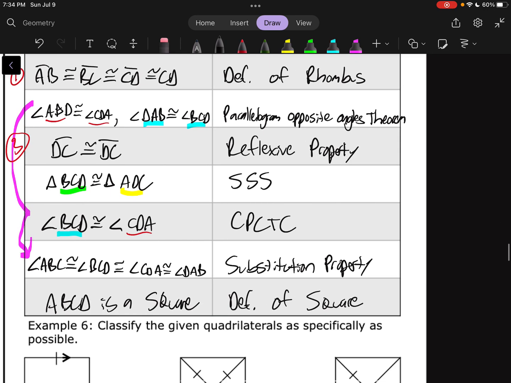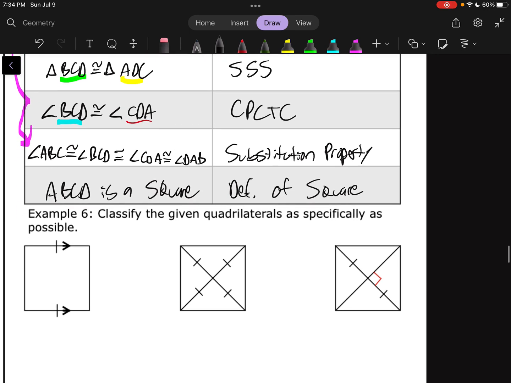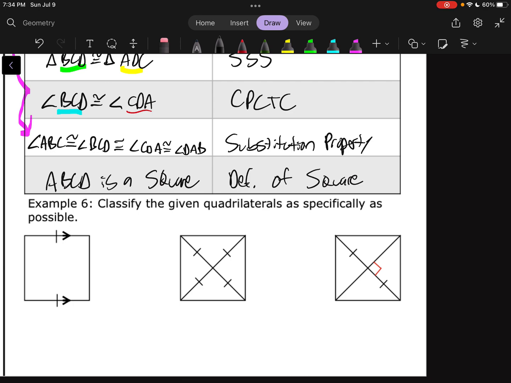Okay, so a little more classification here. First one, we got a pair of sides that are both parallel and congruent. Hopefully you remember that that is one of the ways to prove that something is a parallelogram. Our next one, we got those diagonals that have been chopped into 4 equal pieces.